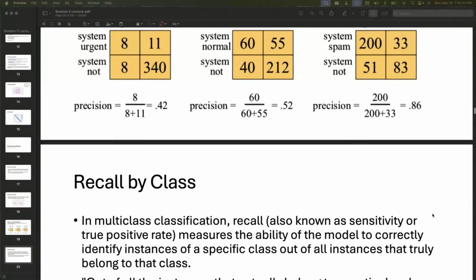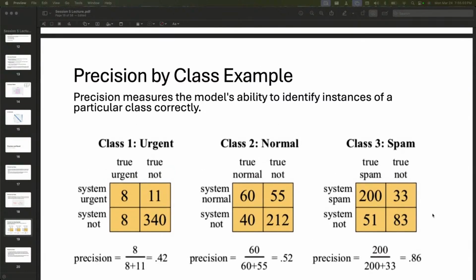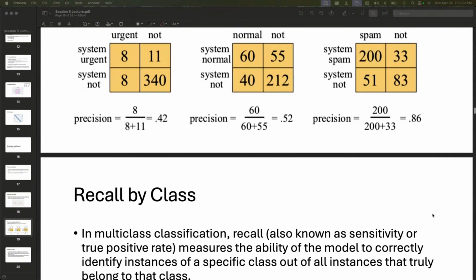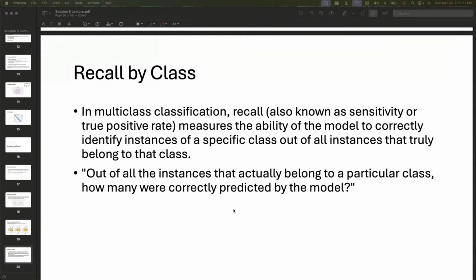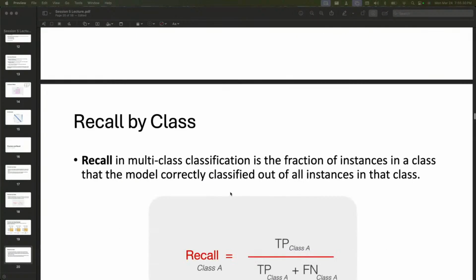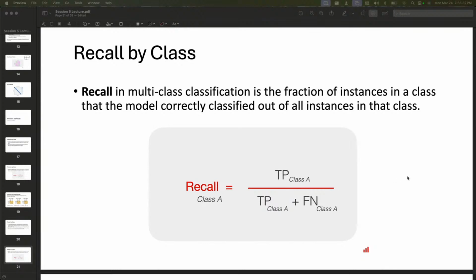Okay, so we did precision by class. Can we expand that to other metrics? What if we just applied all of our metrics that way? Absolutely. You guys are really familiar with recall, which, if you remember, is out of all the instances actually belonging to a particular class, how many were correctly predicted by the model? I always think of recall as how many did we catch? You want to recall them, you want to catch them. How many did we catch? So your typical recall formula, TP over TP plus FN, just apply that at a class level.